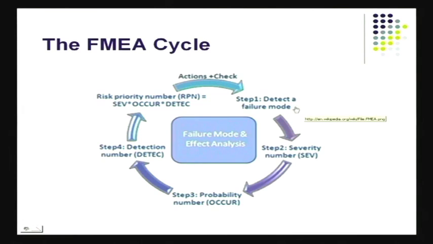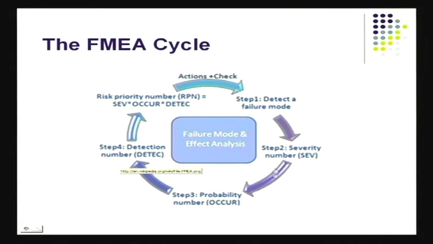Try to find out what different ways a product, a component, or a service can break down. So detect the failure mode and look at the severity, which is what could be the impact. From that you'd get to know the severity of it. What is the likelihood of it? And what is the detection number?